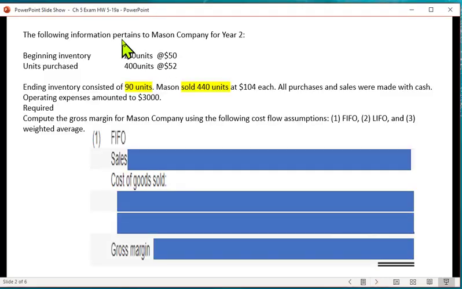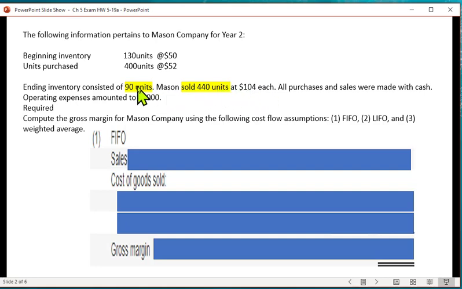All right, in this problem we have Mason Company, and there's information for year 2. They started with a beginning inventory of 130 units and they paid $50 a piece for these units. Then they purchased 400 more units at $52 a piece. And it says their ending inventory consisted of 90 units. And we know that because Mason sold 440 units at $104 a piece.